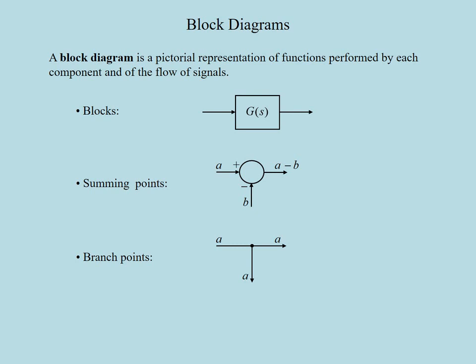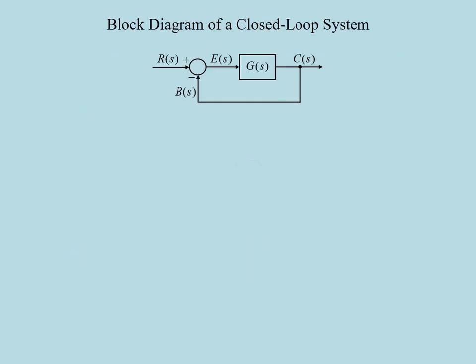In a summing point, whether the signals are going to be added or subtracted is shown by plus and minus signs on the incoming arrows. In some cases, there may be more than two input signals on a summing point. On the other hand, branch points are for copying signals so that they can be inputted to more than one component. The first block diagram we are going to consider shows a basic feedback configuration.